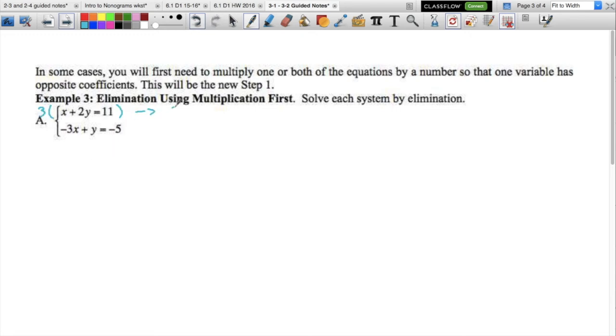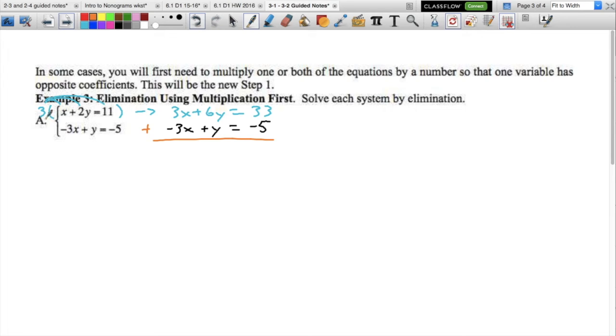This new equation becomes 3x plus 6y equals what? 33. Please remember to multiply every single thing by that. Whatever you're multiplying by, you got to multiply every single thing. So 3x plus 6y equals 33. This equation has not changed. This is going to be a negative 3x. This is going to be plus y. And this is going to be negative 5. And now we can add these together. And what happens is these x's will cancel. This is the elimination part. Yes, 3x and negative 3x is gone.